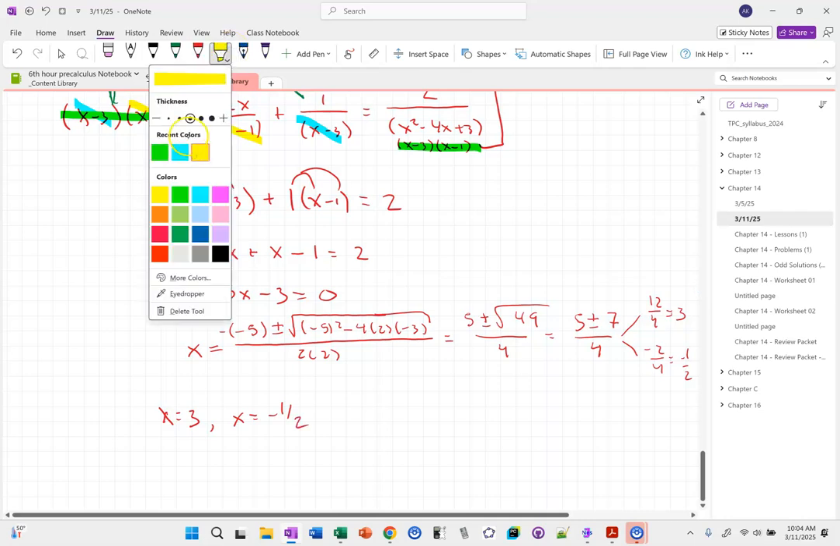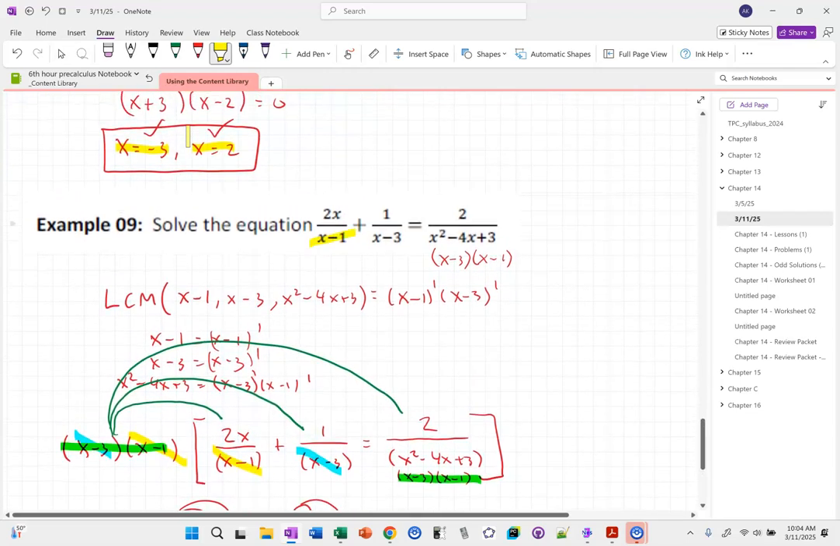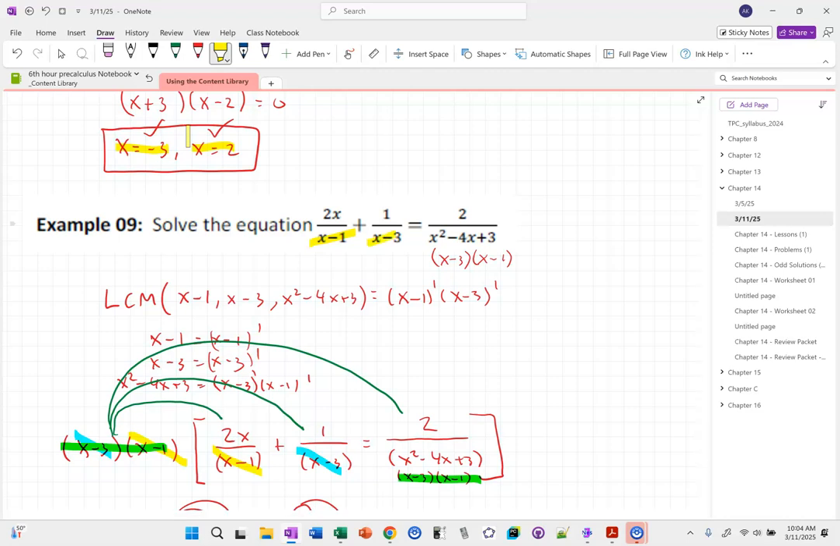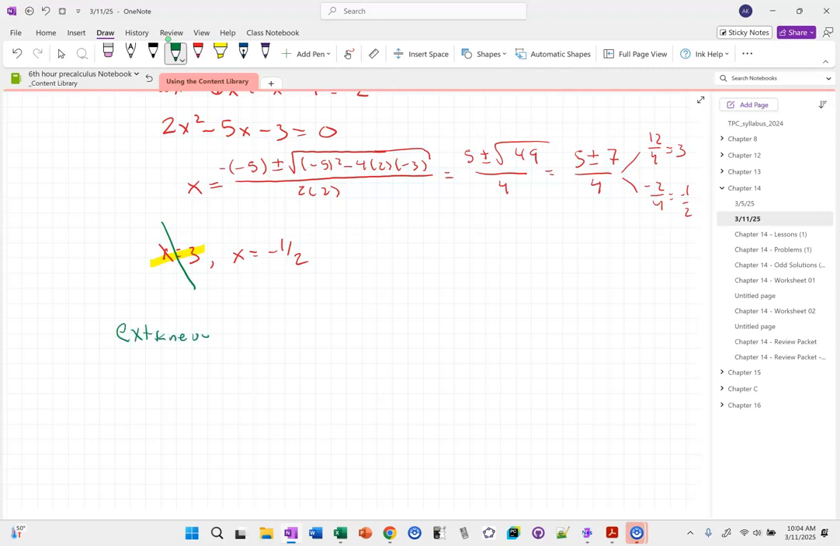Am I done? No, what do I still have to do? Check it. So if I take my x equals 3, I plug it into x minus 1, do I get a 0 denominator? If I plug it into x minus 3, do I get a 0 denominator? Yes, right? 3 minus 3 is 0. At that point, I'm going to stop. This one is gone. We call this an extraneous solution. It does not count. Okay, as soon as I get one 0 denominator, that's enough. All it needs to happen is once.